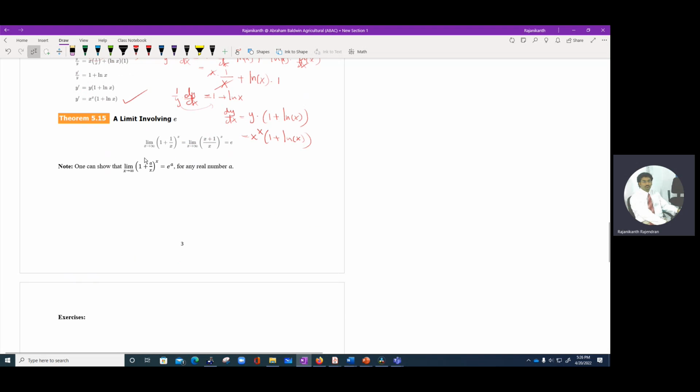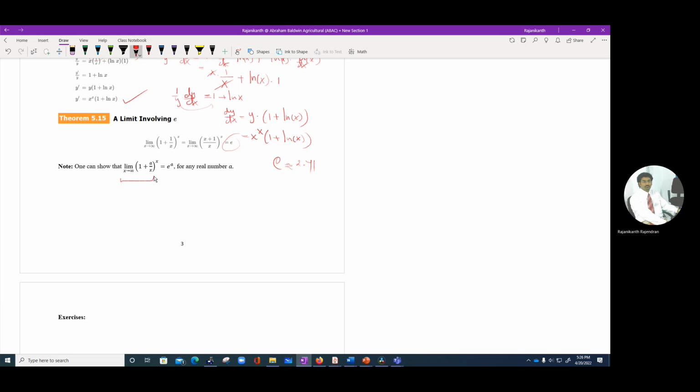Now this is one basic property. The limit of 1 plus 1 over x to the power x, when x goes to infinity, is nothing but the value e. We all know e is an irrational number, approximately equal to 2.71.